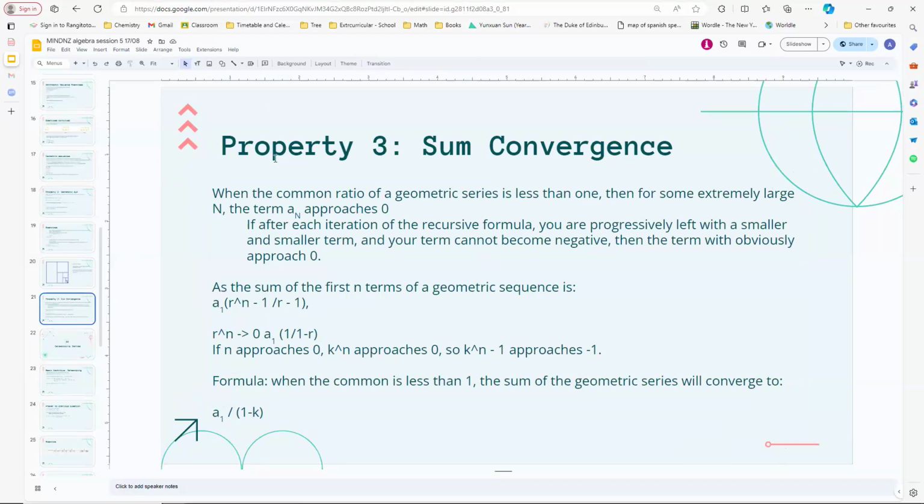The first thing I want to say about it is that the common ratio can be negative, and as long as the absolute value of the ratio is less than 1, then it will converge. So something like negative 0.5 works as well.